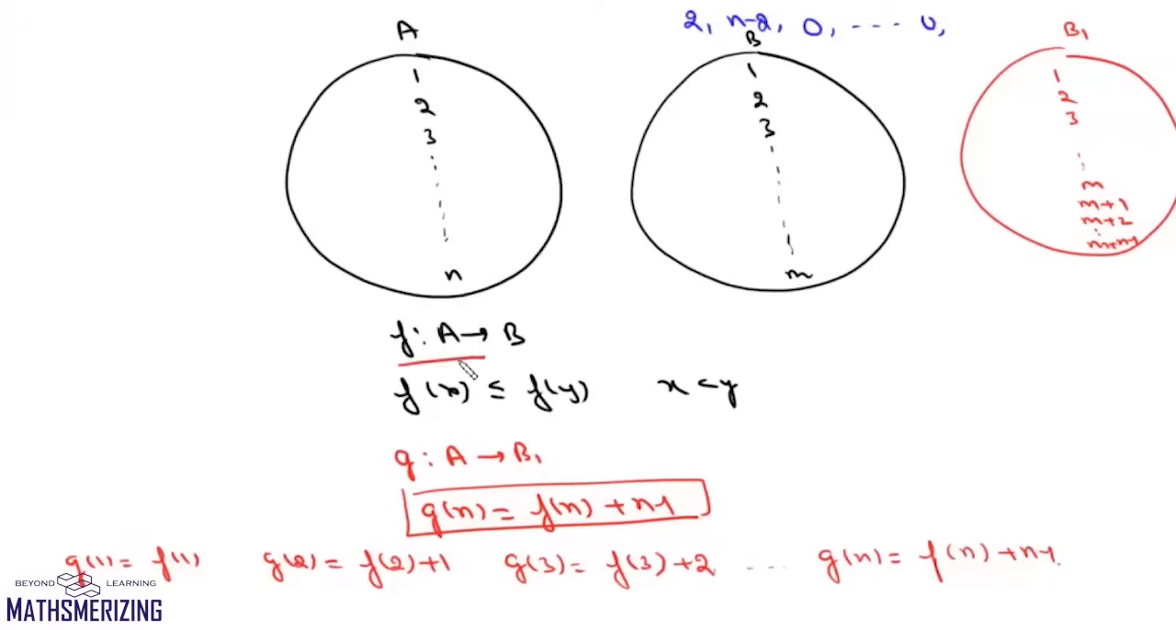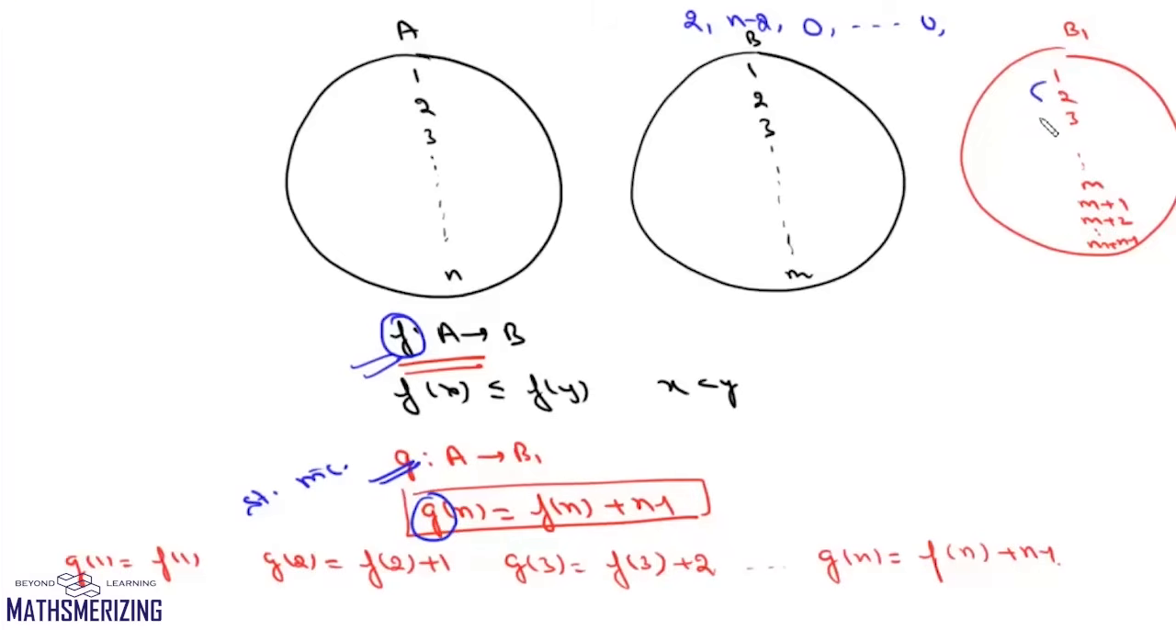Now this function f is non-decreasing if and only if this function g is strictly increasing. Basically this transformation of f to g is a bijection from non-decreasing functions from A to B to strictly increasing functions from A to B1. Now for this set, we can find the number of strictly increasing functions.